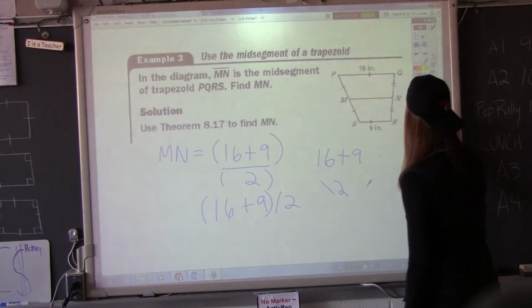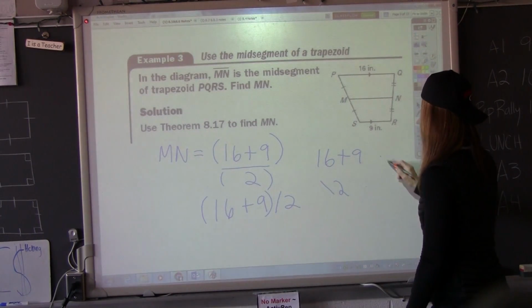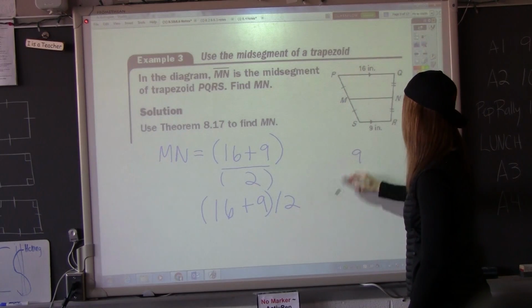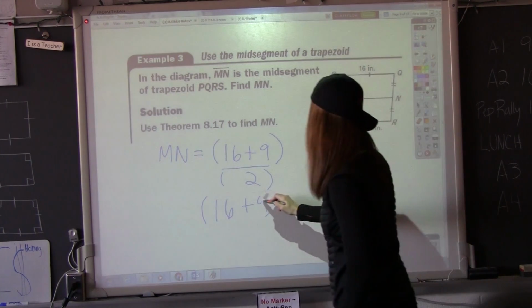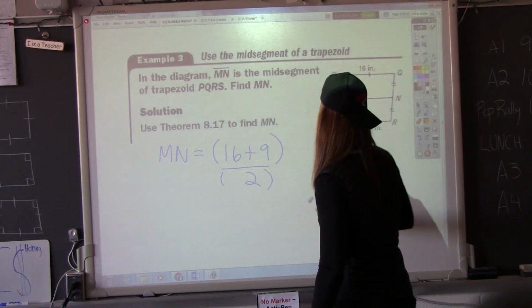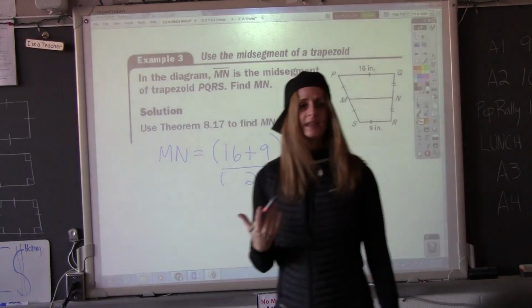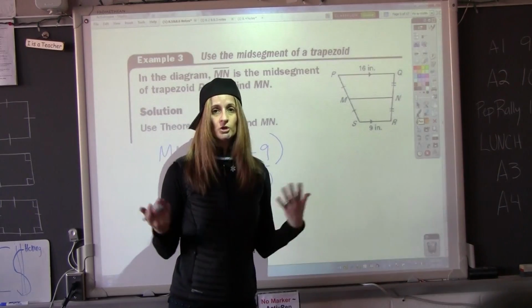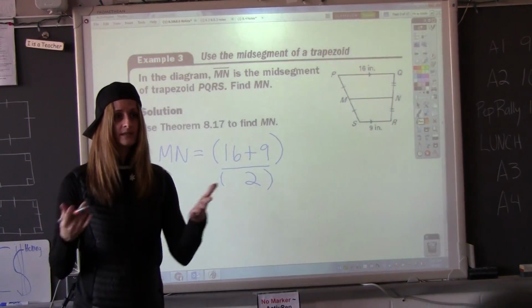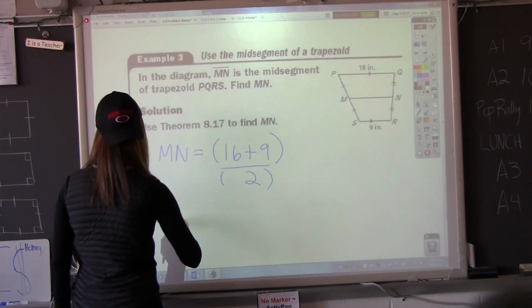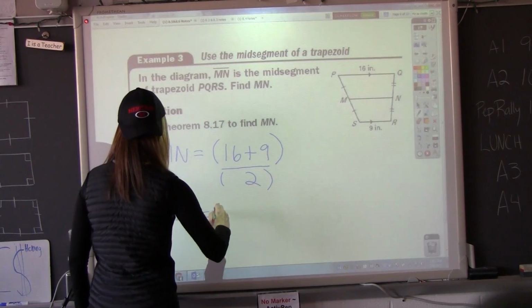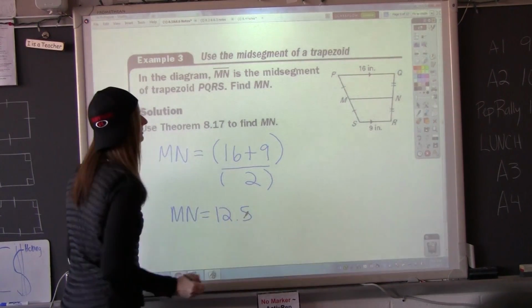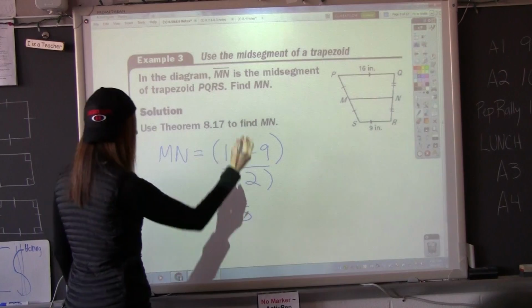what do you get? 12.5. And when you get an answer, look at it. Is it reasonable? Is that number right in the middle of 9 and 16? Because you know this number needs to be between 9 and 16, right in the center. 12.5 it is. 12.5 what? Are we dealing with units here? Inches.